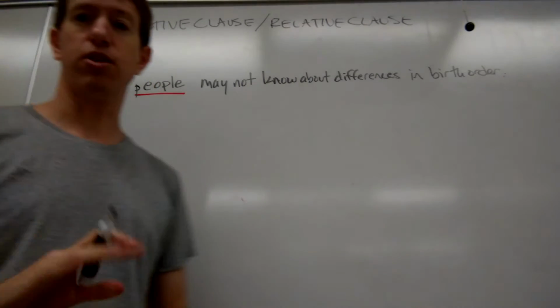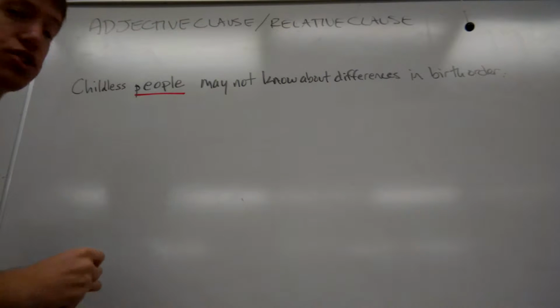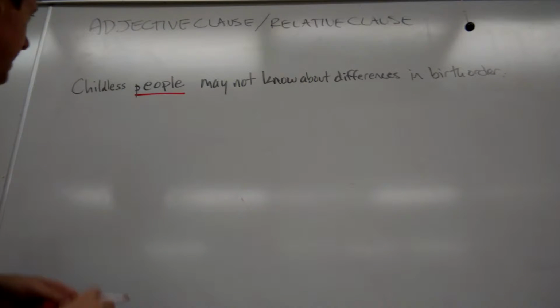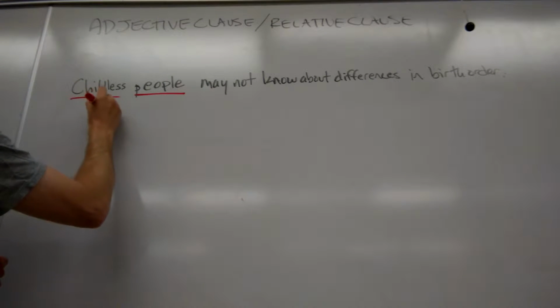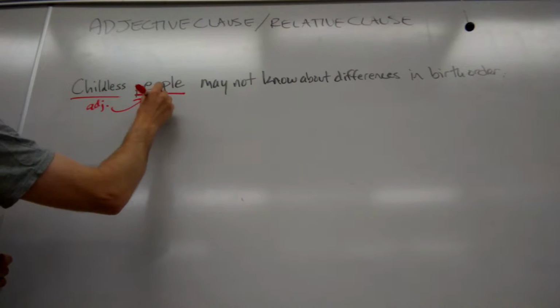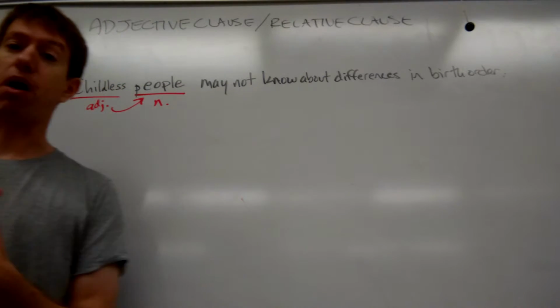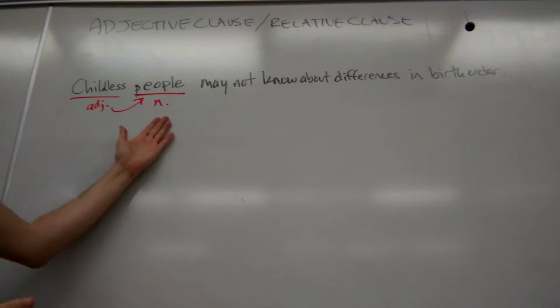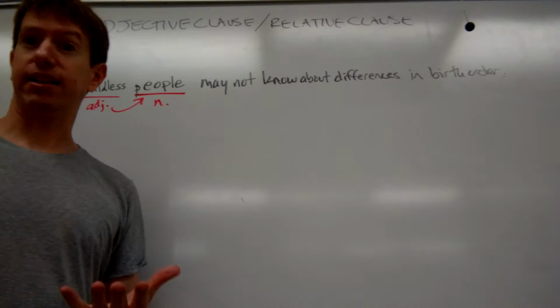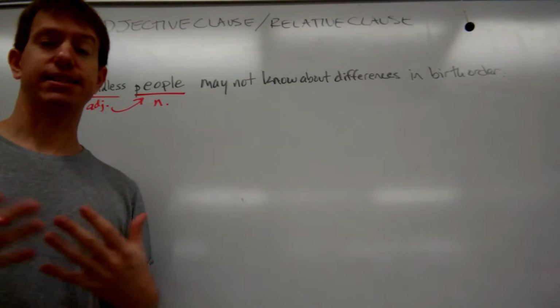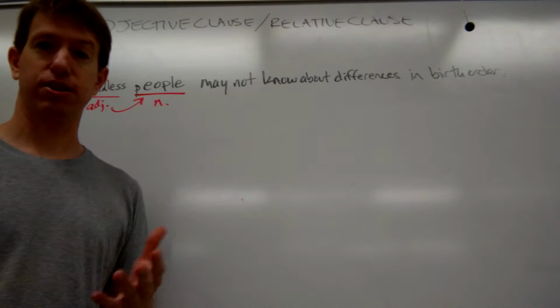Childless means no kids, right? Childless people. This is an adjective, childless, and it's describing this noun, right? Or it's modifying that noun. Childless people. That's how you do it in English. You put adjectives in front of nouns. That's how they get modified or changed.